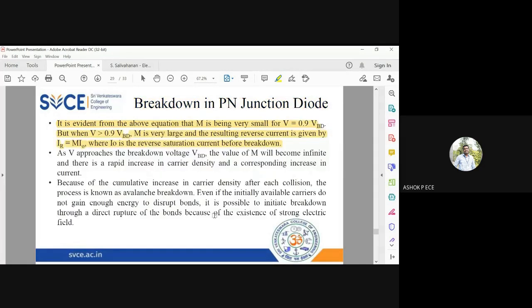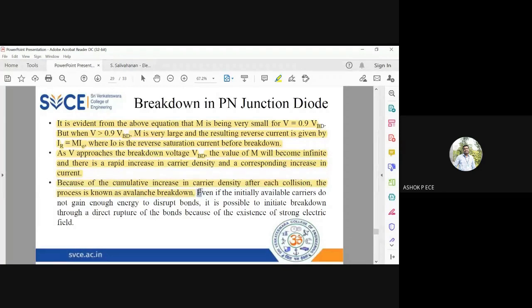But practically, you cannot measure infinity, right? So practically, they are meaning to say you have a very, very high increase in the carrier density. So the carrier multiplication is going to be very, very high when V is close to Vbd. And this will result in increased current because of the avalanche multiplication factor. And this process of breakdown is called avalanche breakdown.